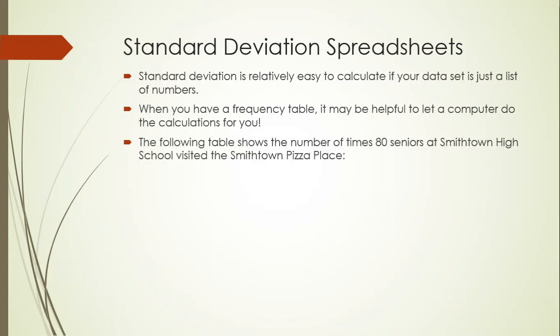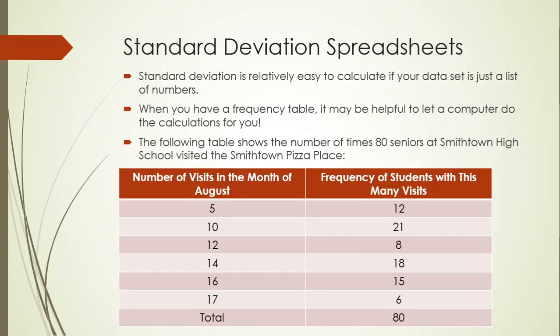So this table that I'm going to pop up here shows the number of times that 80 seniors at Smithtown High School visited the Smithtown Pizza Place. So we've got number of visits in the month of August, and then how many students visited that number of times. So like we had 12 students that went 5 times. We had 21 students that went 10 times, and so on and so on.